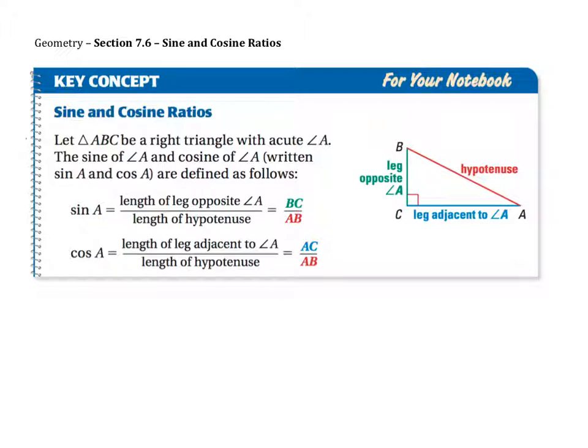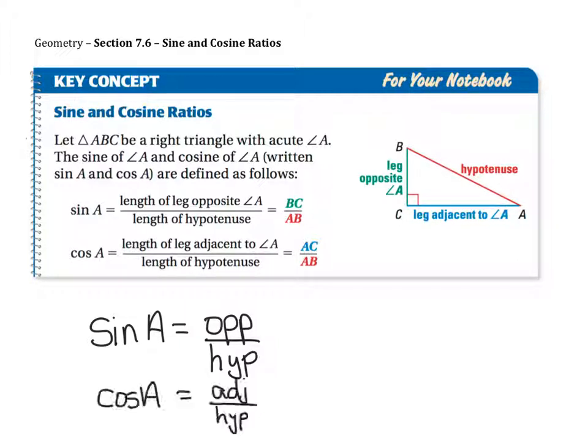The sine of A is the length of the opposite leg over the hypotenuse. I usually write it as: the sine of A is equal to opposite over hypotenuse. The cosine of A is the length of the adjacent leg to angle A over the hypotenuse. Again, I write it like this: cosine of A is adjacent over hypotenuse. So remember, tangent is opposite over adjacent.